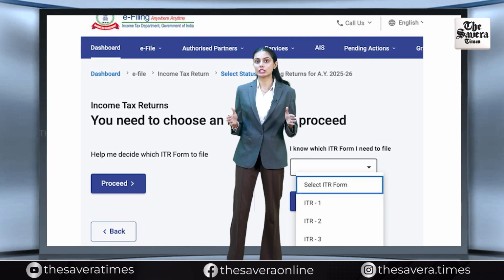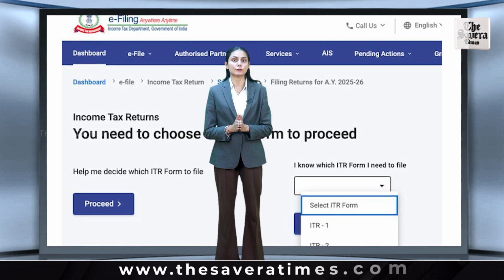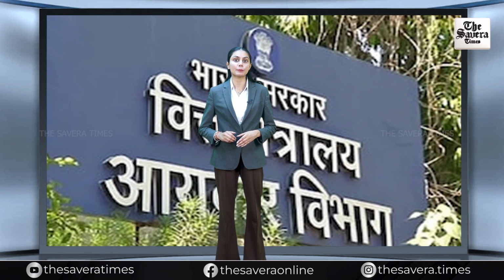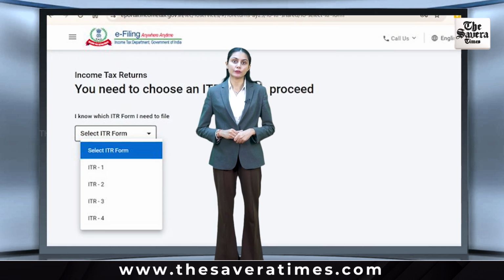The online availability of ITR-3 simplifies compliance for a wide range of taxpayers, particularly those with more complex income situations that do not fit into the simpler ITR forms like Sahaj, ITR-1, ITR-2 or ITR-4.